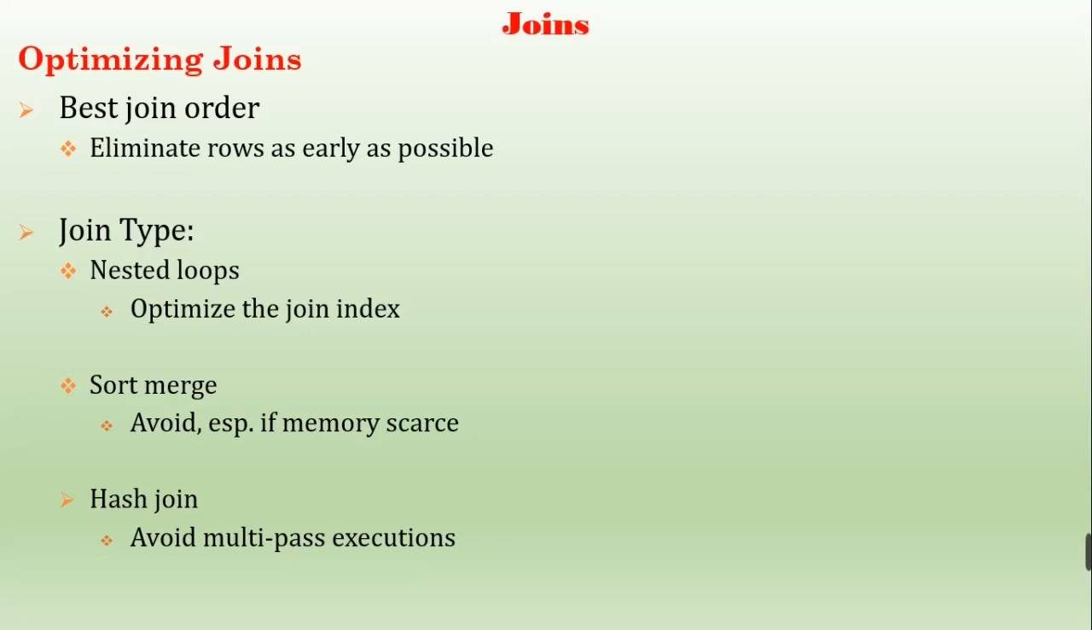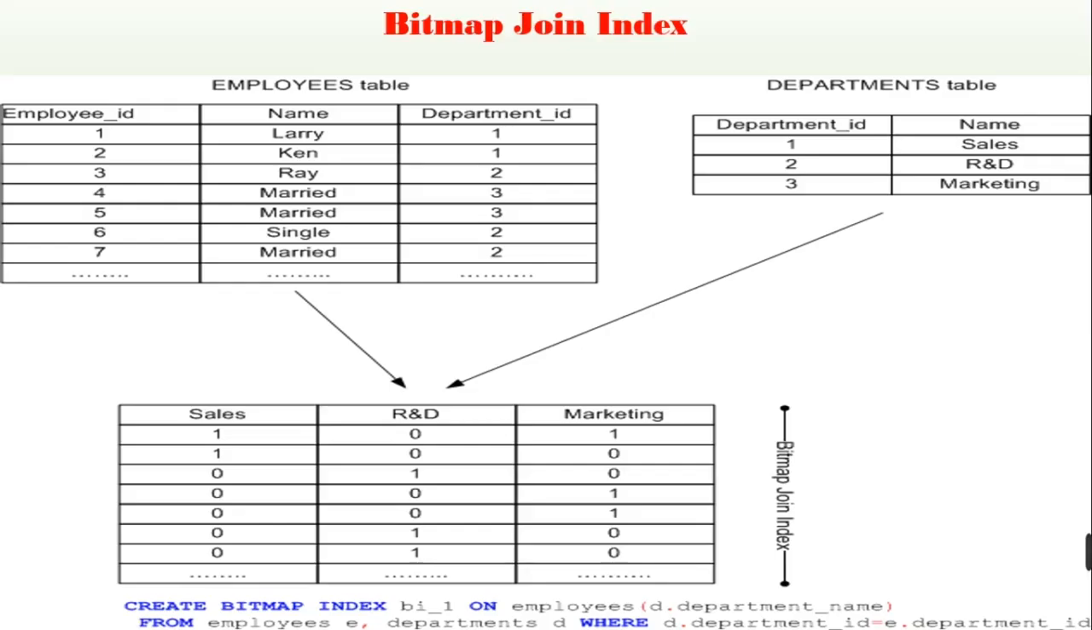Optimizing joins. The best joins eliminate rows as early as possible. Join types: nested loops, optimize the join index. Sort merge, avoid especially if memory storage is scarce. Hash join, avoid multi-pass execution. Bitmap join index: employees table and department table. Here is the output. Create bitmap index, so that is on the sales and R&D marketing columns. We have created the indexes.